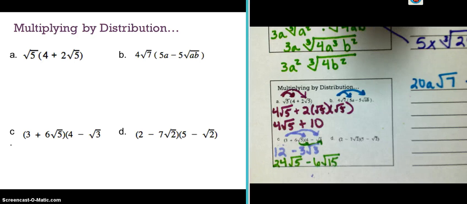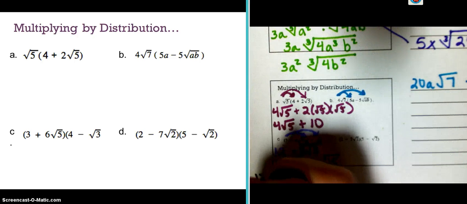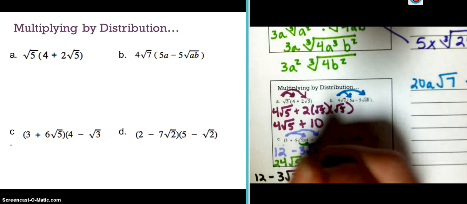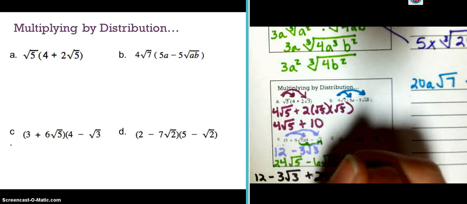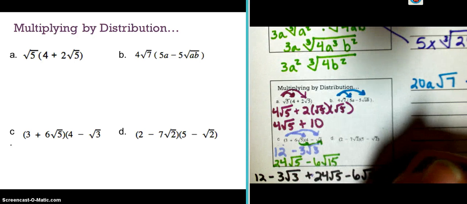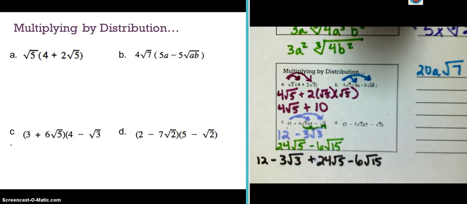Okay, so if I write this answer all the way out, I get 12 minus 3 square roots of 3 plus 24 square roots of 5 minus 6 square roots of 15. If you notice, all of them are in simplest form. I cannot simplify any of those, which means that's my final answer.